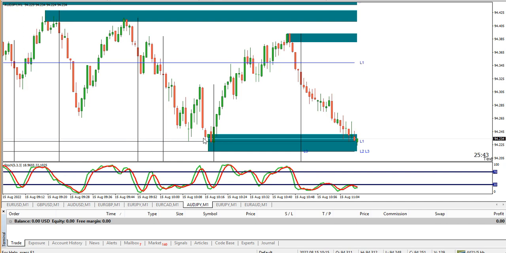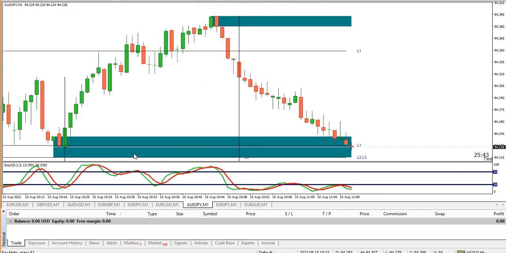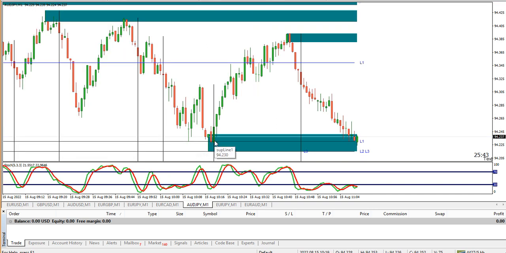All right, let's see. See here, now the market came all the way down here. Watch this. Then zoom in. It came all the way down here. So when the green line of our stochastic crosses the red line, and don't forget our stochastic period is 5, 3, 3, then you take your call option and you win the trade.